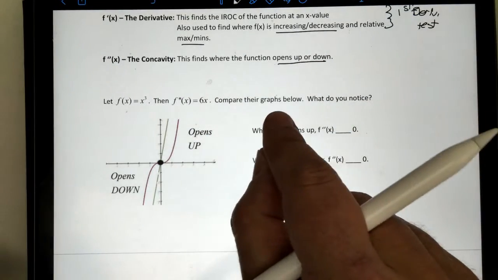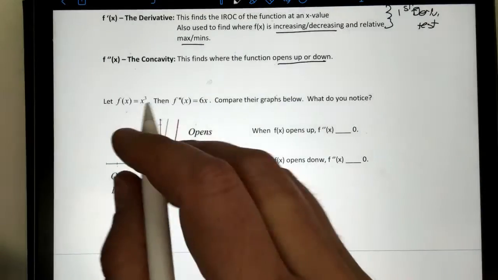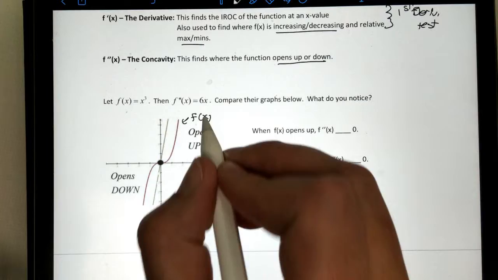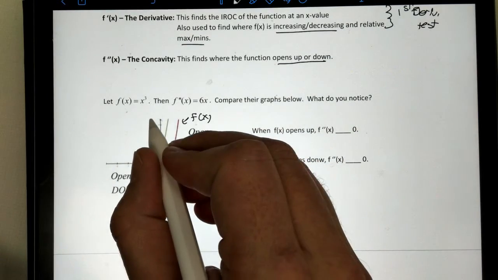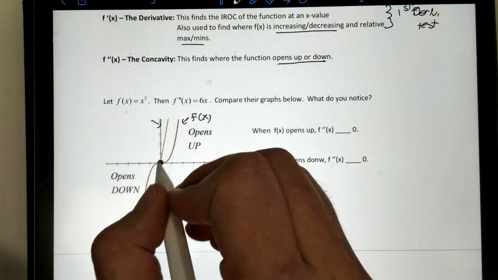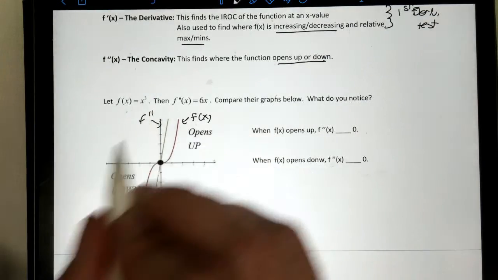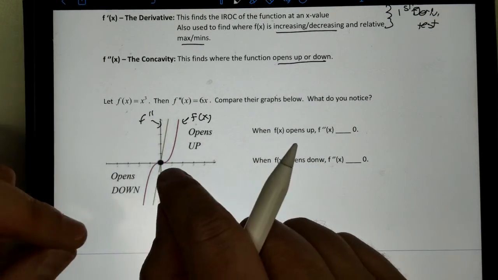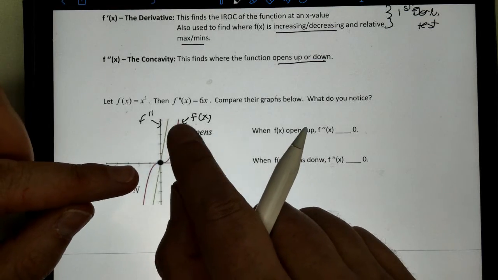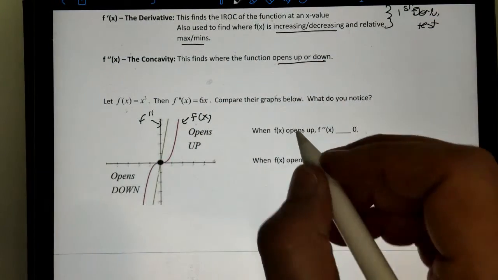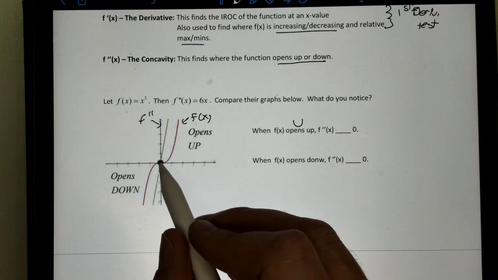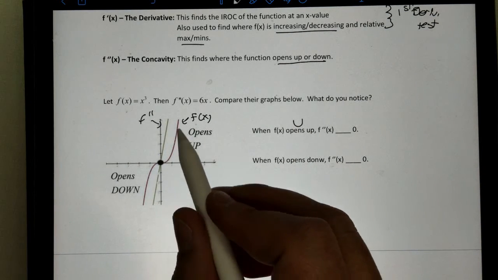So we can compare the graphs below and see what we know. Here we have f of x in red, and in green we have the line that is the second derivative. And we want to compare the two. So let's see. If the function f of x is opening up, remember, what does opening up look like? That's concave up. It looks like so. So after 0, it looks like it's opening up here.